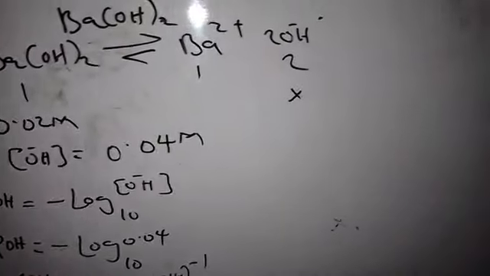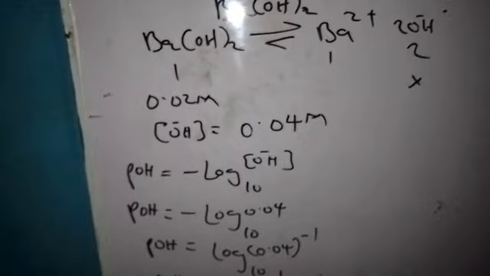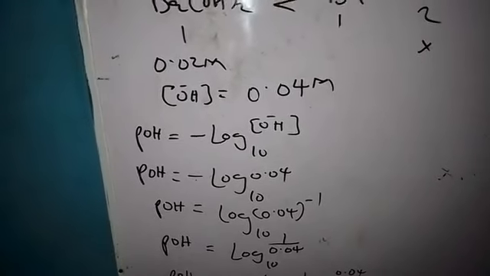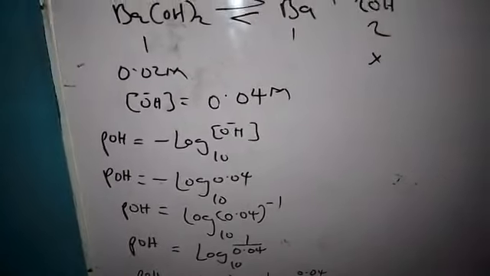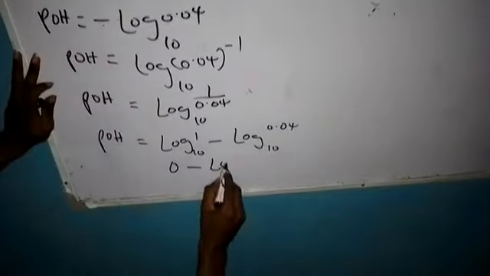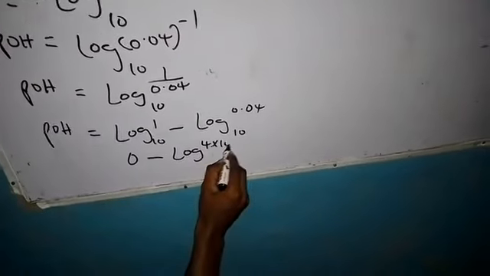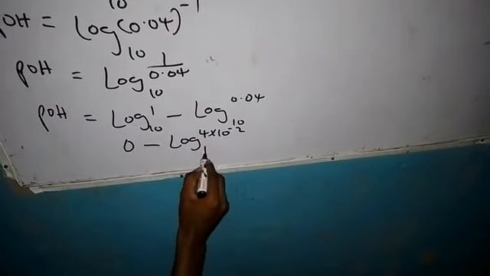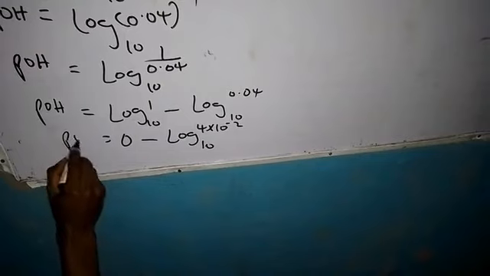Number one, it is required for you to know log 1, log 2, log 3, log 4, up to log 5. This is just a sample; we are going to do other videos under this. So you are expected to know log 1. What is log 1? Log 1 is 0. That's a standard value. So we have 0 minus, 0.04 is 4 times 10 to the power minus 2, base 10.